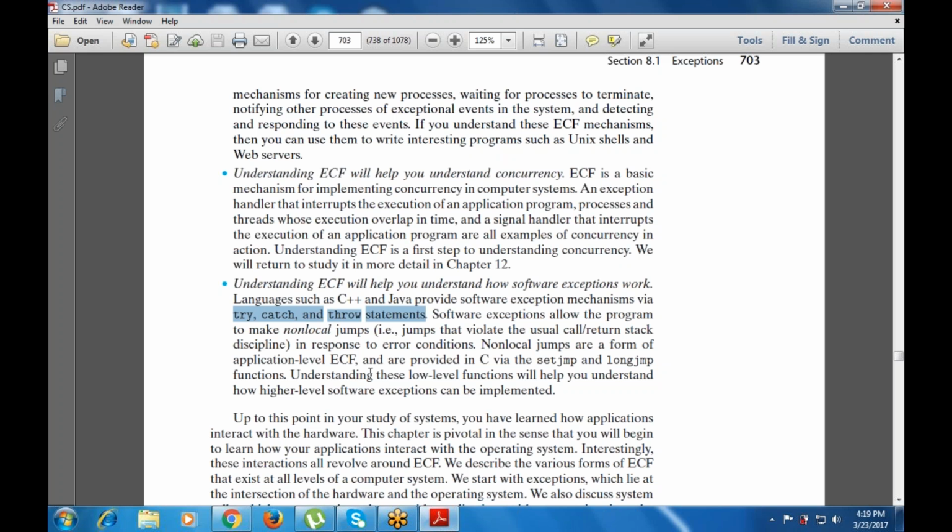And software exceptions also allow a program to make a non-local jump. What is a non-local jump? It is a jump that does not follow the normal call-return stack discipline, in response to an error condition. When we use non-local jumps, they are a form of application-level ECF that is provided in the C language by two functions, the setjmp function and the longjmp function.